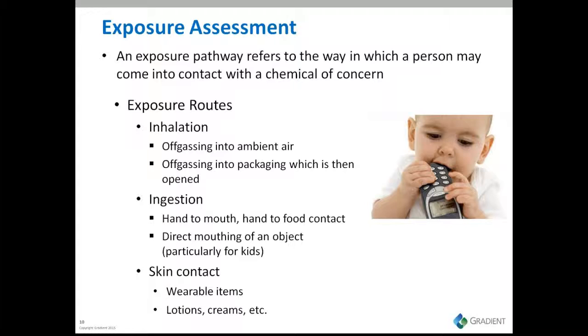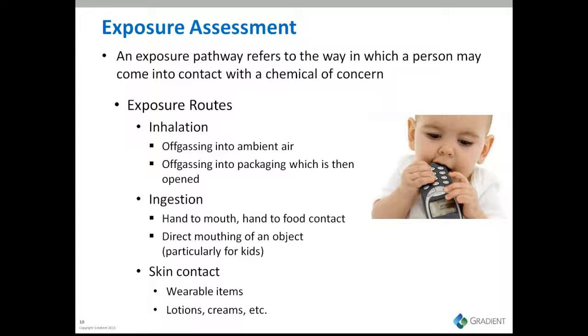Ingestion is actually a really important route of exposure, particularly for children. As the picture there shows, we've got a child putting a cell phone into their mouth. Kids do that all the time. And so direct mouthing of products is a particular concern for children and is often a key driving scenario in risk assessment.